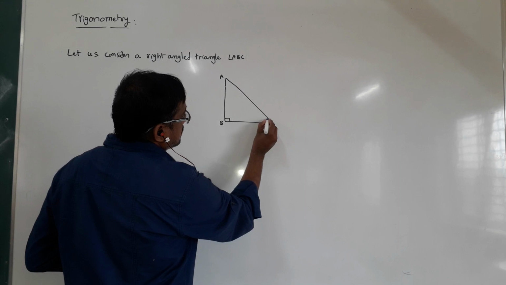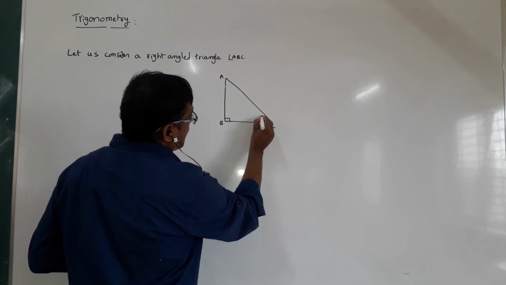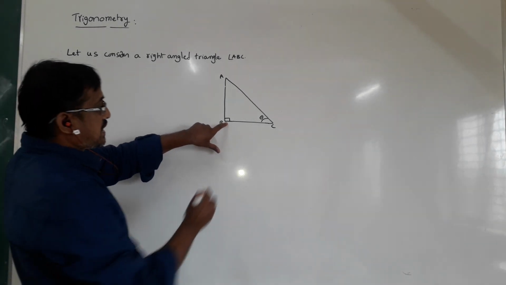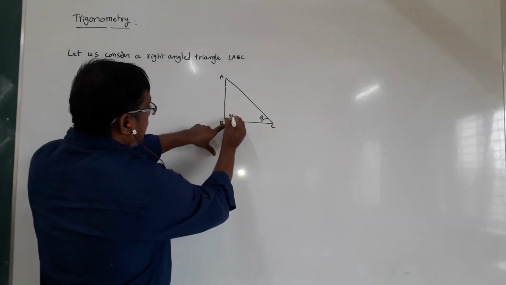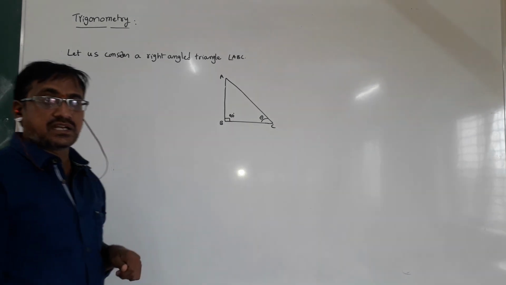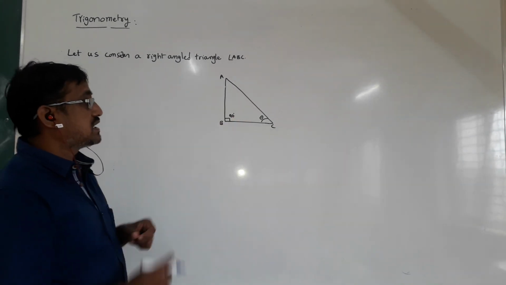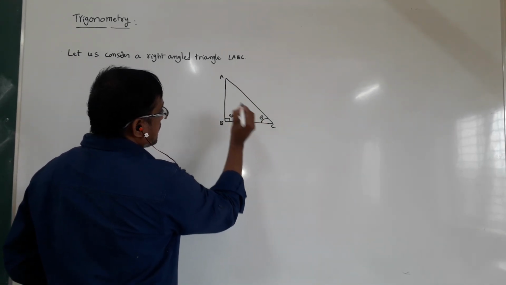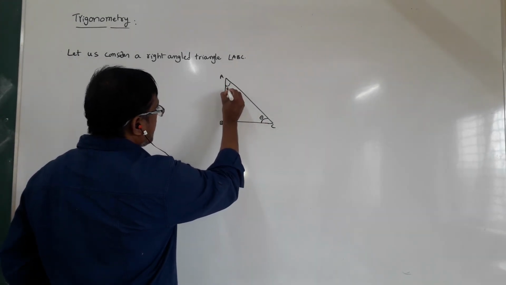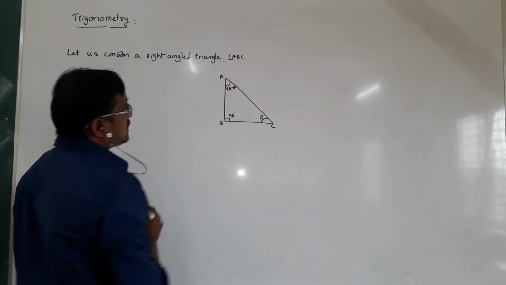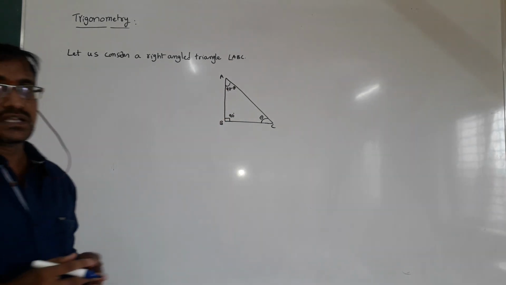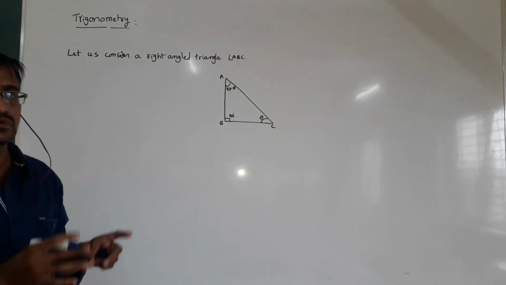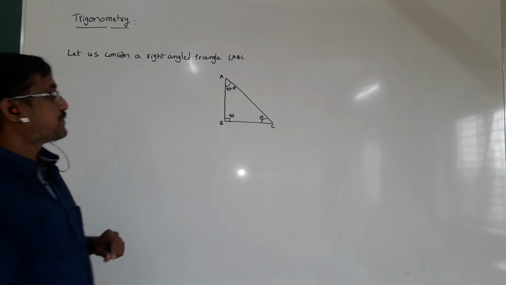And let theta be the unknown angle. A right angled triangle means one of its angles is 90 degrees. Now if this is theta, the remaining angle will be 90 minus theta, because the sum of the angles in a triangle is always equal to 180 degrees.